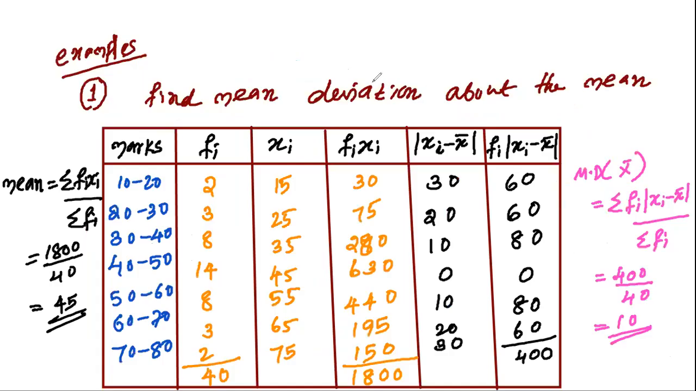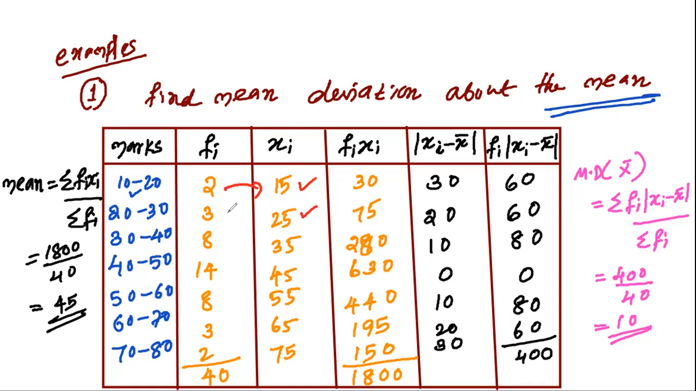Now let me do one question based on mean deviation about the mean of grouped data of interval type. Marks are given, frequency is given. The question is to find the mean deviation about the mean. We know that in order to find the xi table, we have to take the midpoints of the intervals. Midpoint of 10 and 20 is 15. Midpoint of 20 and 30 is 25, and so on. We have to find the midpoints of the intervals in order to fill the xi table.